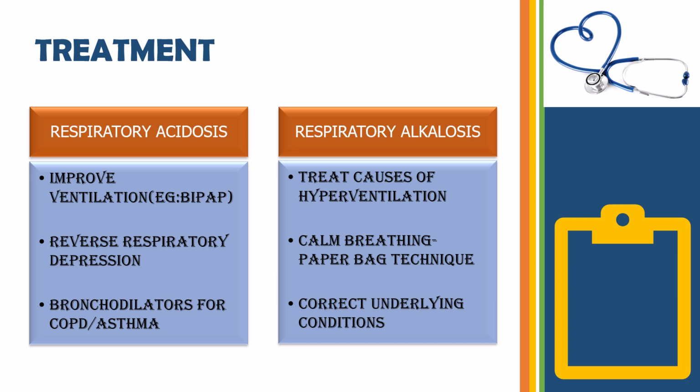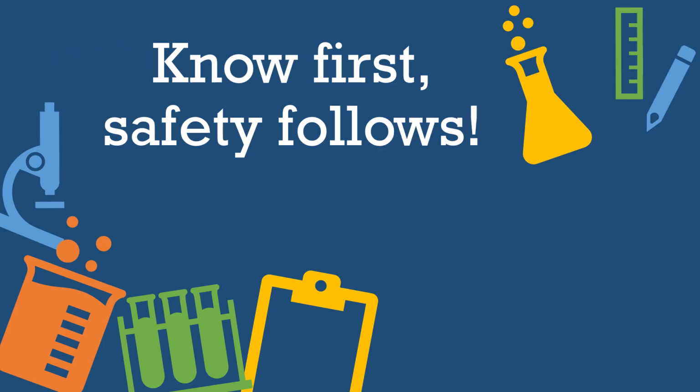For respiratory alkalosis, again, we treat the causes of hyperventilation. If it's fever, we treat that. If it's because of panic or anxiety, we give them tranquilizers to calm down, and calm breathing, the paper bag technique. And correct the underlying conditions. Basically, for both, it is correct the cause. Acidosis and alkalosis happen because of a mechanism running underneath. So treat the cause, treat the disease, and then you treat the acidosis automatically.